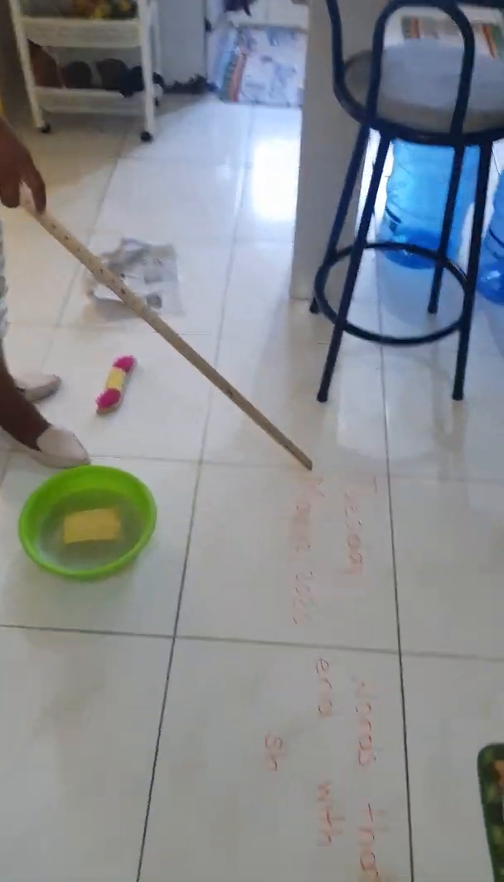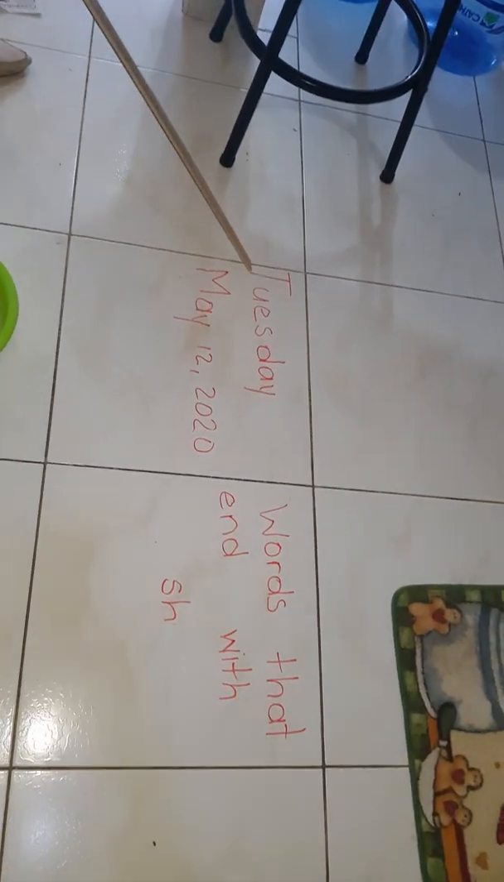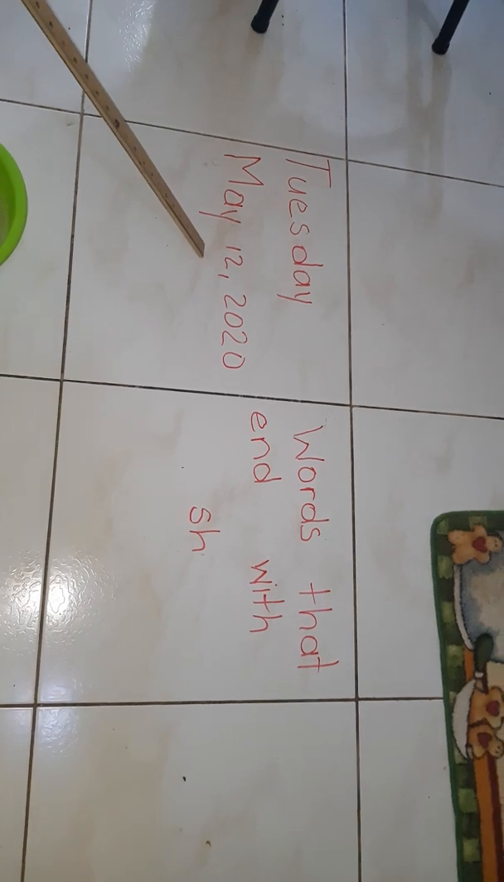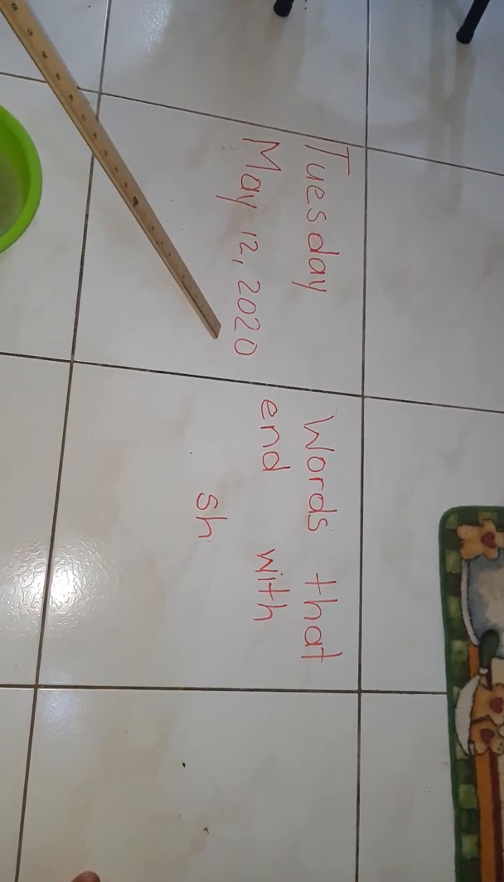So today is Tuesday. Can you see the word Tuesday? Today is Tuesday. We are in the month of May. And today, May is 12 days old. And we are in the year 2020.